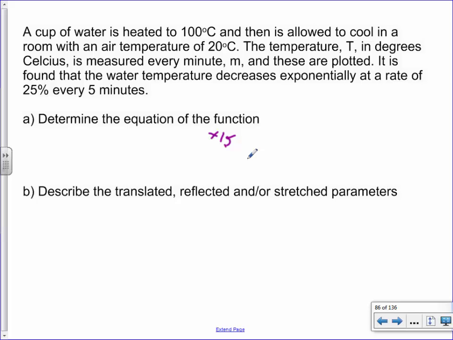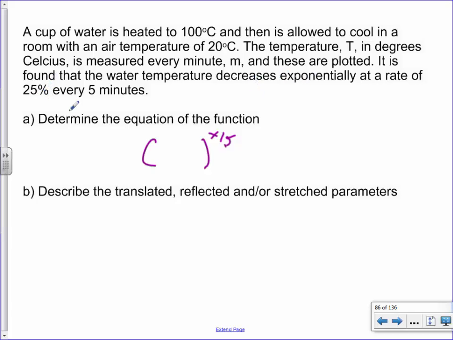Okay, so Sean asked a really good question. How do I deal with the 25%? Would that be the coefficient? Well, it's going to be the base. The base is 25. Well, it's not 25%. It says it decreases at a rate of 25%.